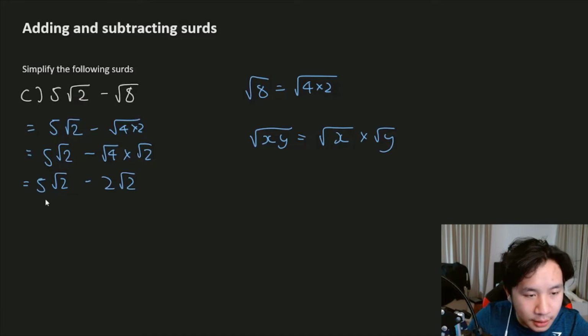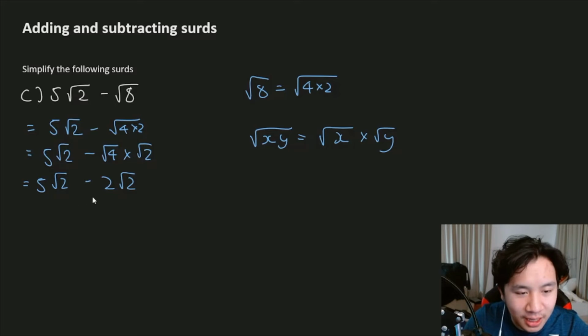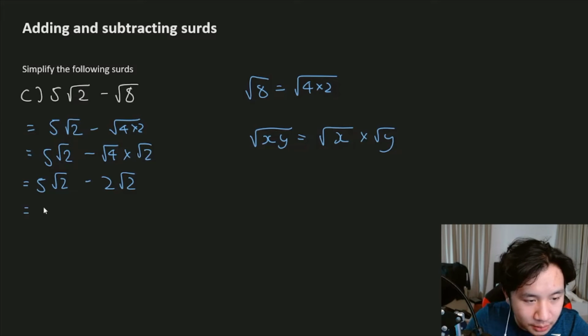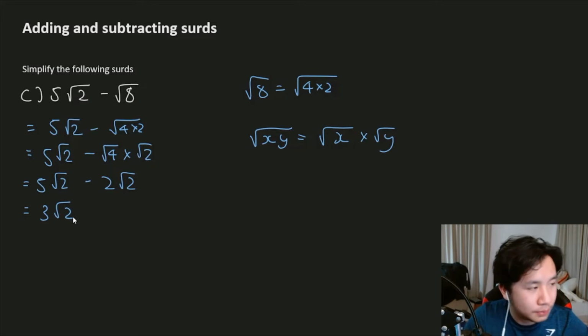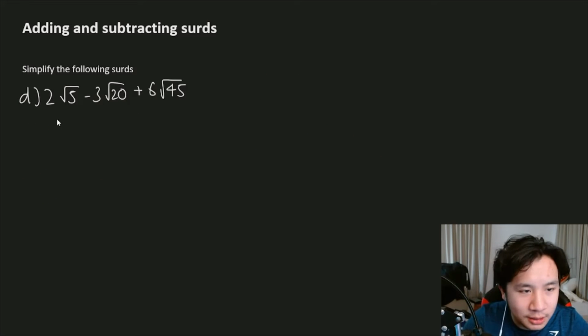And so these are like surds now, and I can combine them. So this is going to be equal to 3 square root 2. Okay. All right, let's do this one.